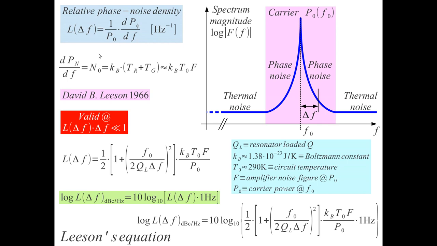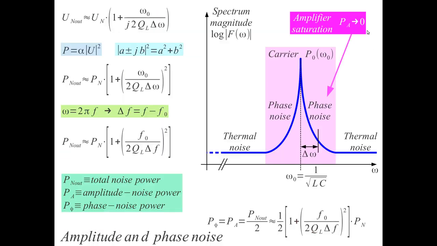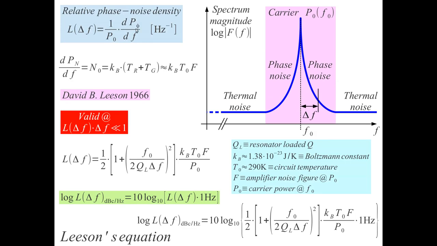Why did we do it this way? Because in this way, this L of f does not change if we attenuate or amplify the output signal of our amplifier. If we attenuate or amplify this signal, the relative phase noise density does not change. So this is a stable quantity describing the performance of our oscillator.